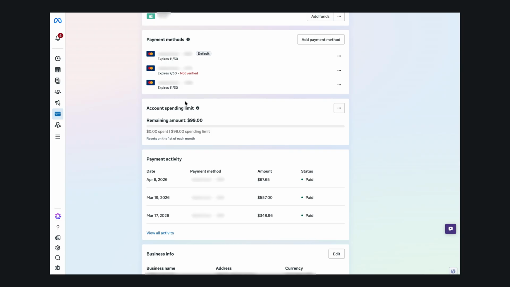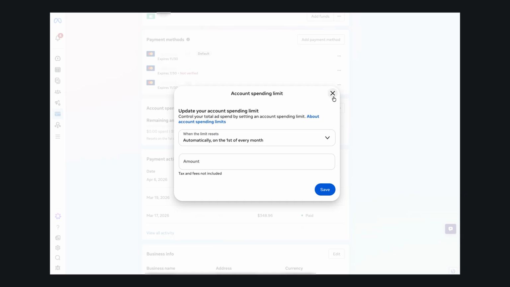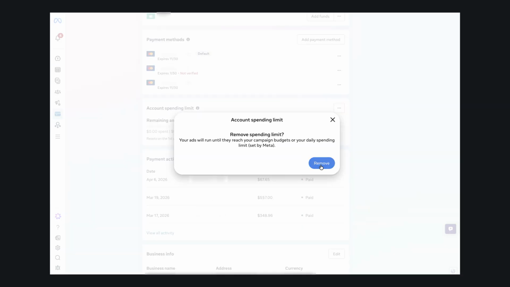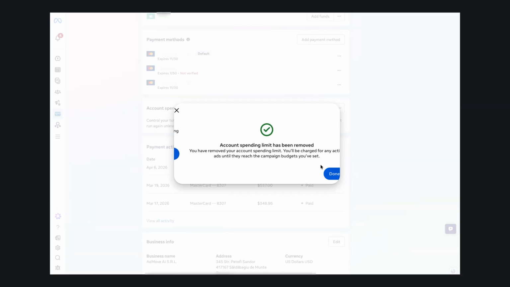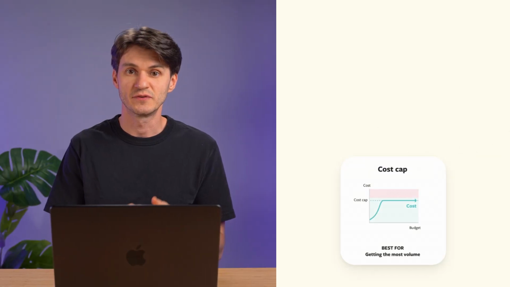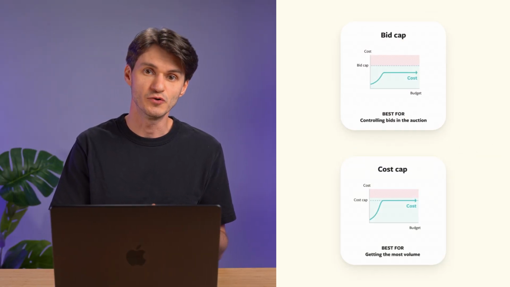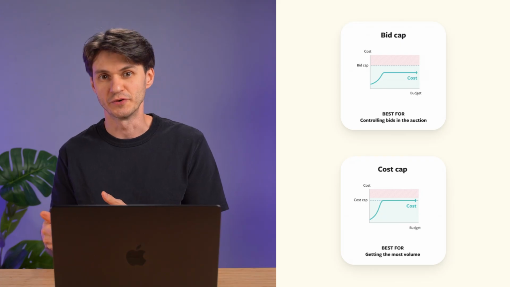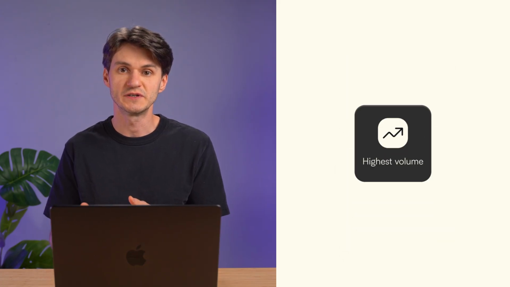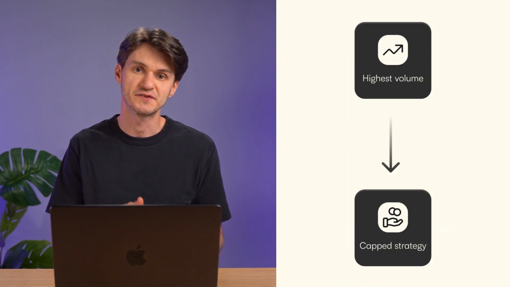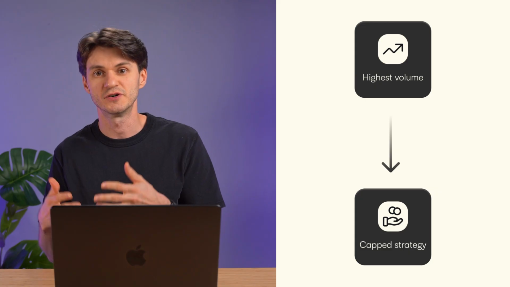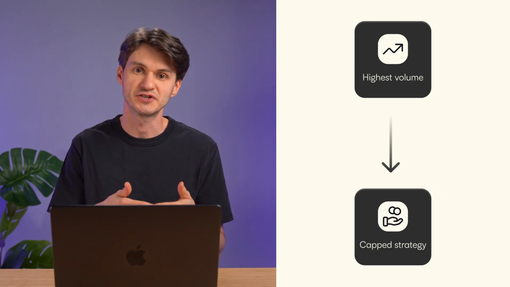While you're there, check your account spending limit. I've seen people forget they set one a month ago, hit the ceiling, and then spend a week trying to debug a performance problem that was actually just a billing cap. The second is bid strategy. If you're running cost cap or bid cap and the cap is set too low, Meta can't win any auctions for you. This is especially common when people switch from highest volume to a cap strategy and set the cap based on what they want to pay rather than what the action requires.